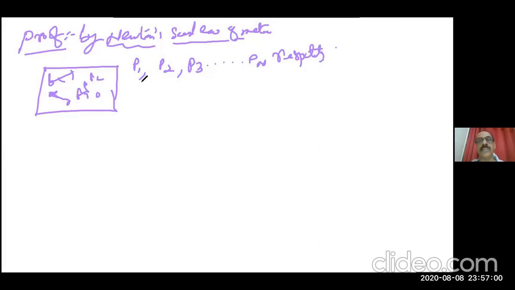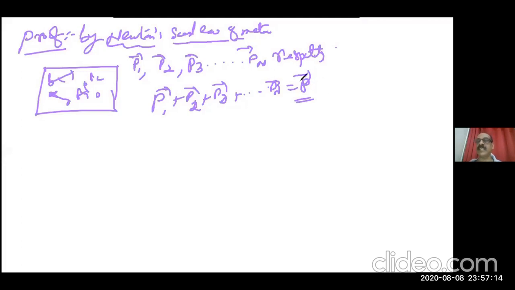Then total linear momentum. These are all vectors, okay? Vector addition only. Then total linear momentum P1 plus P2 plus P3 plus ... Pn is equal to P. Net linear momentum. We can say net linear momentum is P1 plus P2 plus P3 plus ... Pn is equal to P.